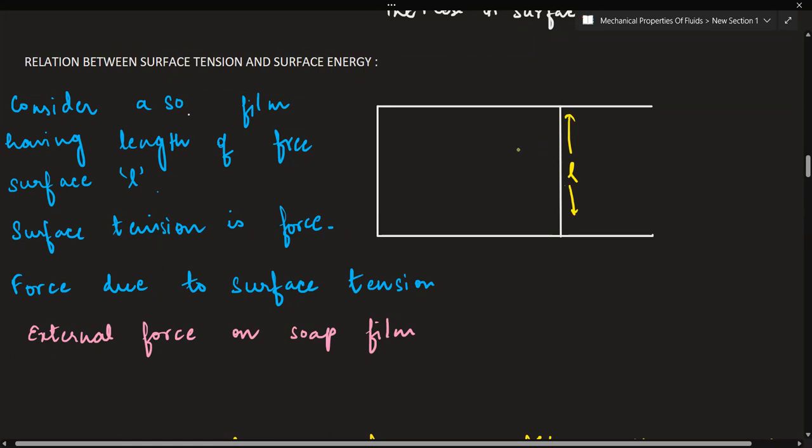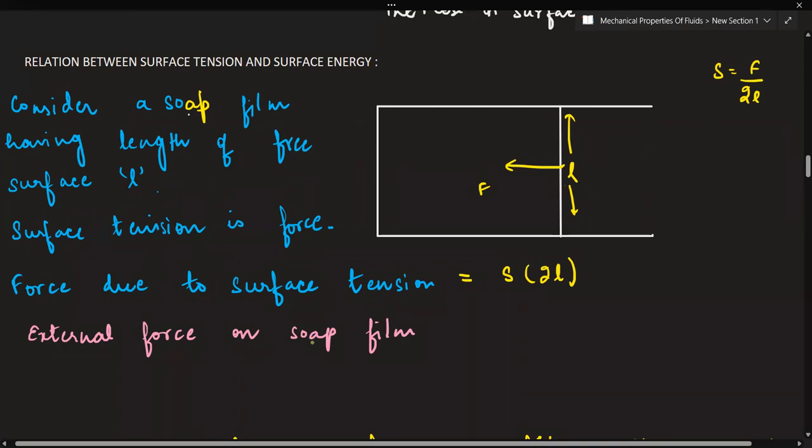Now see, surface tension is the force acting. So what is the force due to surface tension? We can simply multiply surface tension with its length, twice the length. We have considered a soap film, so the length will double because it has two surfaces, forward and backward. So the force due to surface tension would be S times 2L. Force is F by 2L, so force would be surface tension multiplied by twice the length. This is the force due to surface tension.